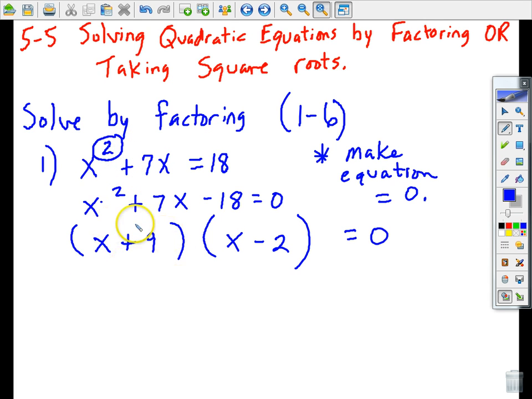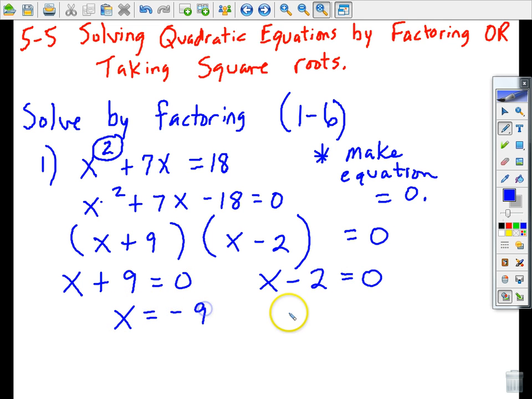And the way I come up with those solutions, now you don't have to show what I'm about to do, but I just want to make sure you understand how we come up with the solutions. I'm going to let each of these individual factors equal 0 and solve for x. So one of my solutions will be x is negative 9. The other solution will be x is positive 2.